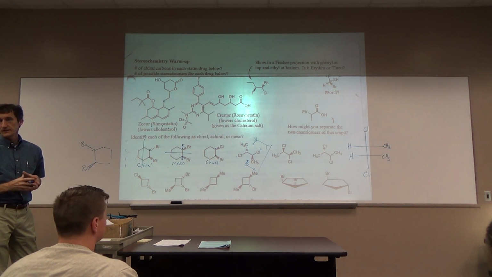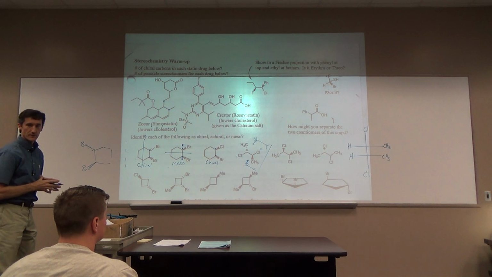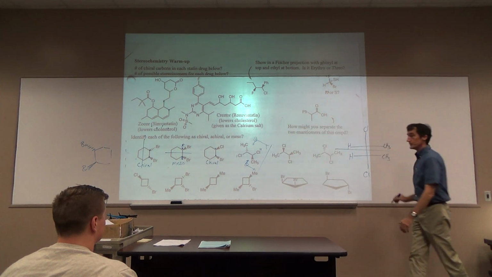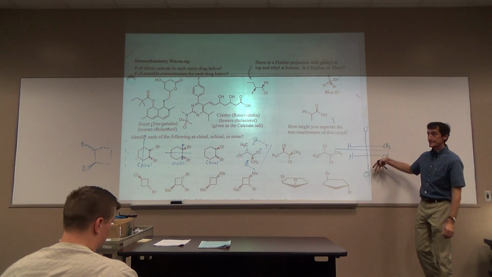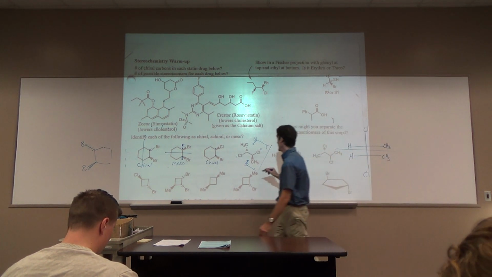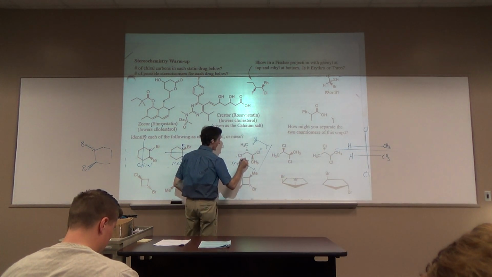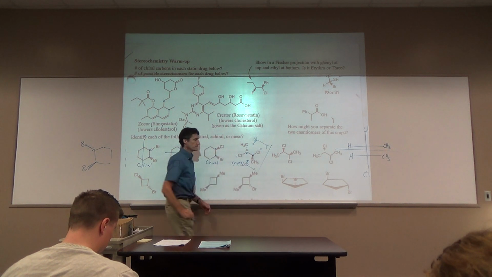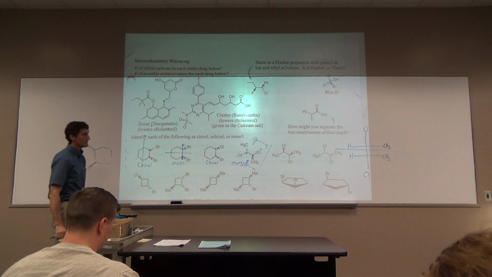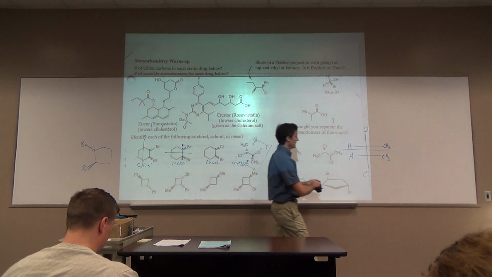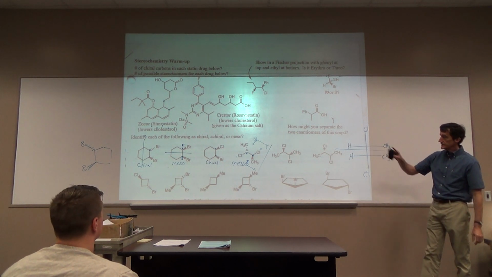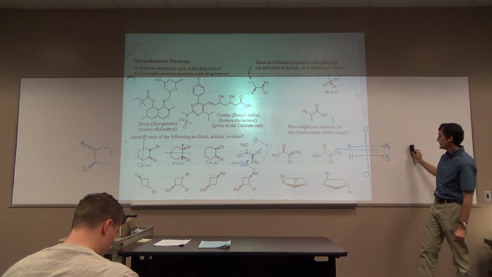Do I need to rotate that, or can I see the answer right there? What do you see? Plane of symmetry. Easier to see here, yeah? So what's the answer? Meso, because it does have chiral carbons. Yeah? Next one. Do that one.